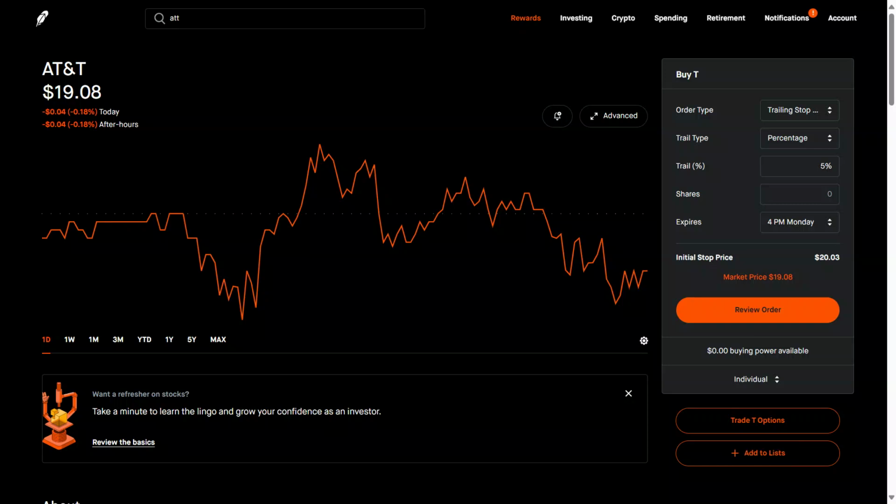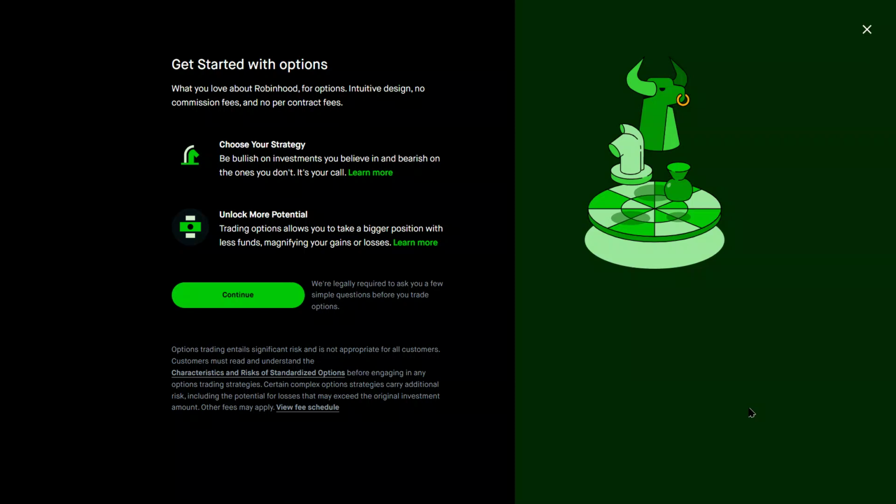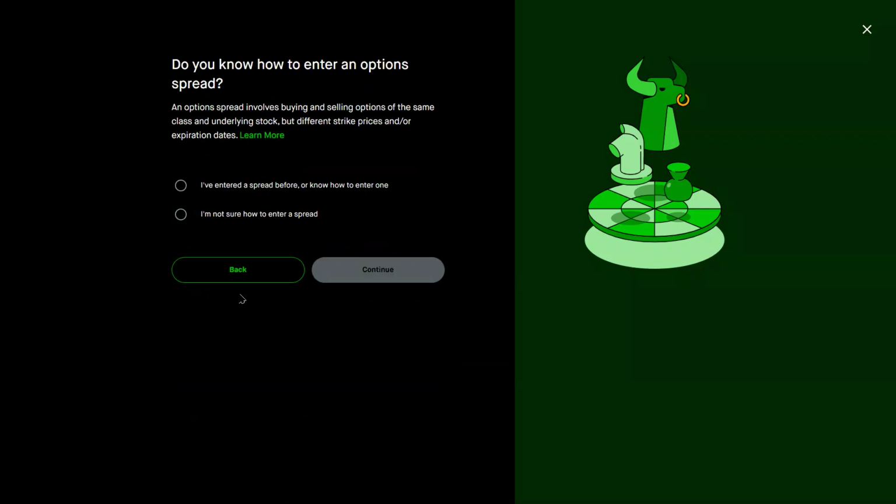So let's see if it'll show you. See, this is one of those things that I like about Robinhood. They explain everything to you. So even with option trading, you have to sign up for it. They ask you questions, and based on how you answer those questions, that will determine if they approve you for it.